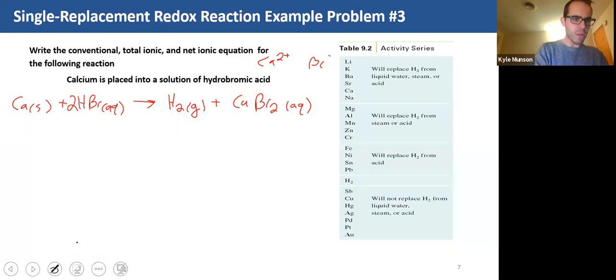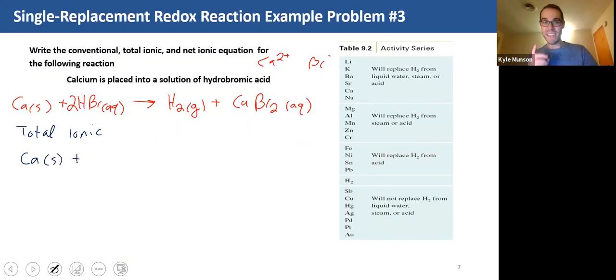So now total ionic. Okay, so we have calcium, and we've done similar problems to this before. Plus, well, I'm skipping it again. Calcium is way above hydrogen on this chart. And it says here, calcium will replace H2 from liquid water, steam, or acid. So this reaction is going to occur. Calcium, again, is above hydrogen on here.